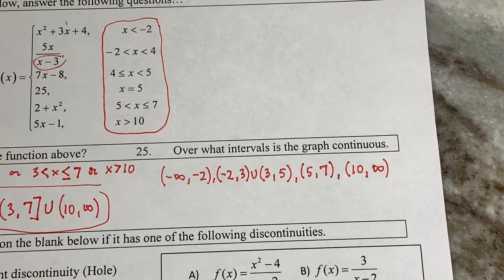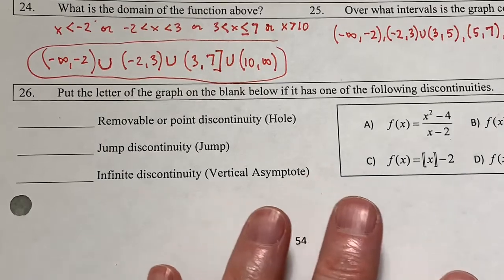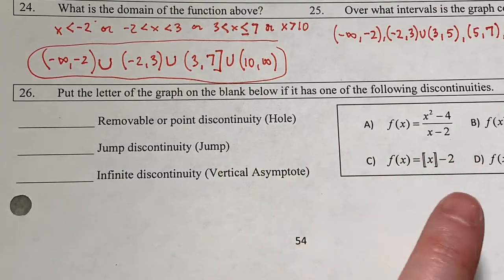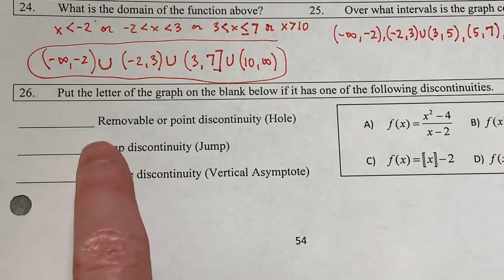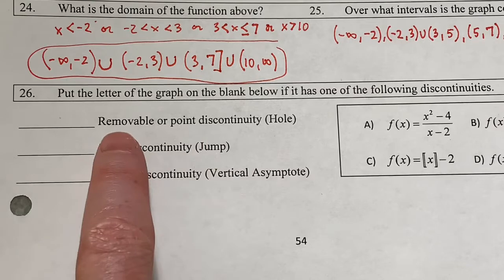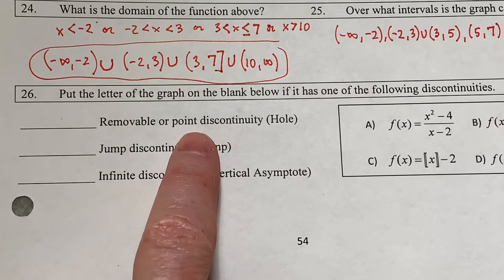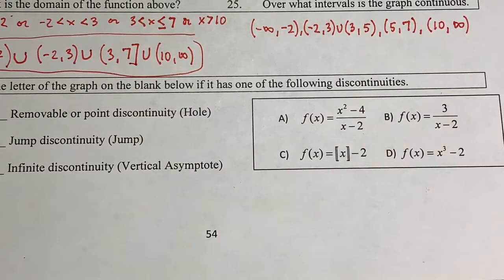Okay, so looking at 26, we mentioned this maybe briefly. It says, put the letter of the graph in the blank below if it has one of the following discontinuities. So there are 3 kinds of discontinuities we've talked about. Removable or point discontinuities. AP likes to use the word removable, but they use that as well. Point discontinuity means it has a hole in the graph. Well, which of these graphs would even have a hole?